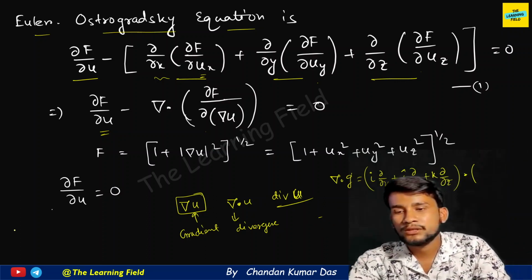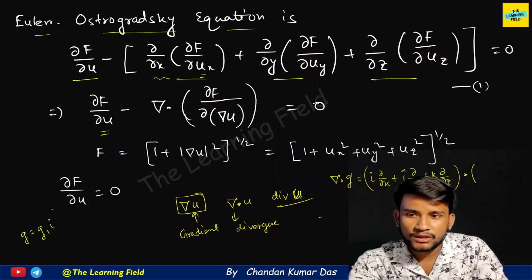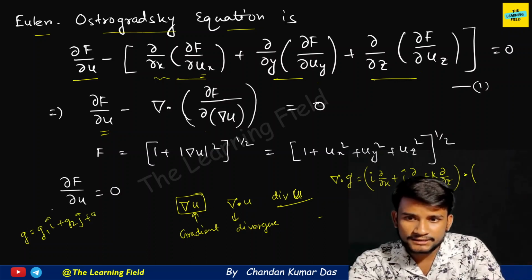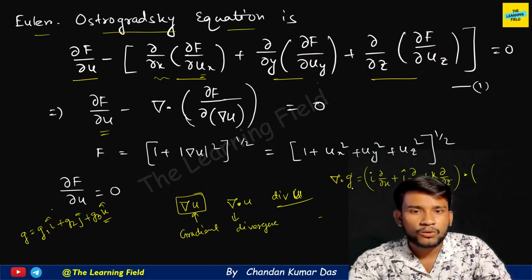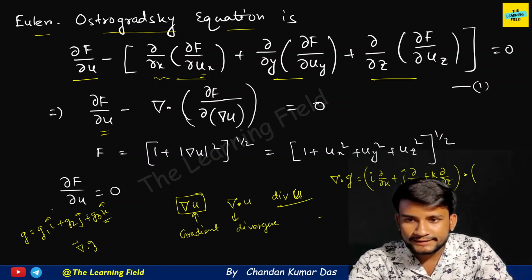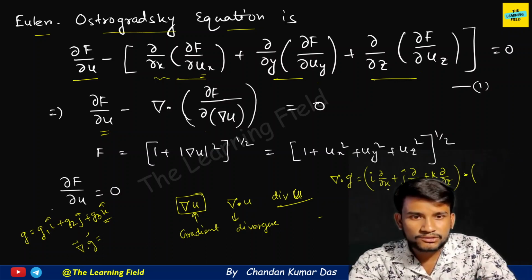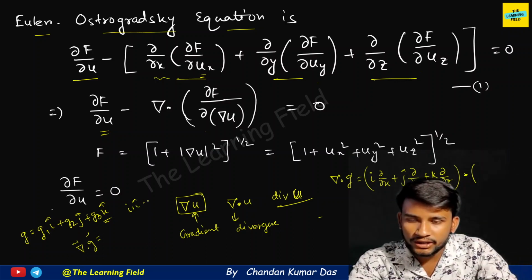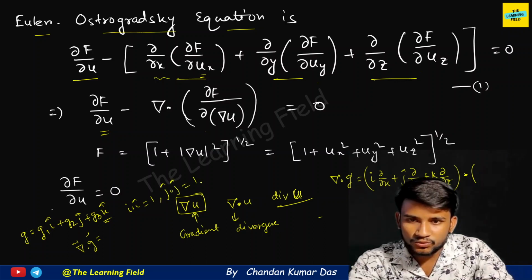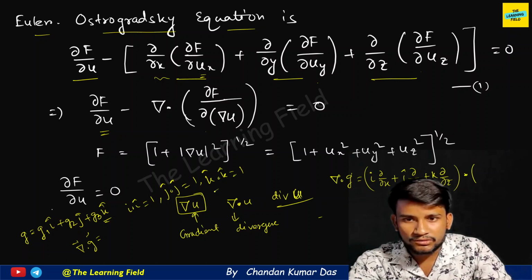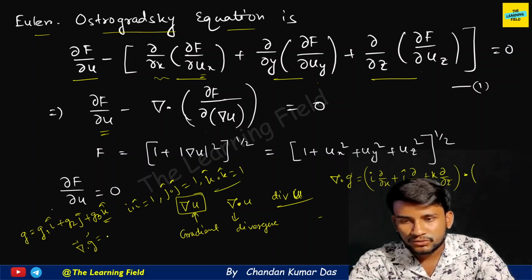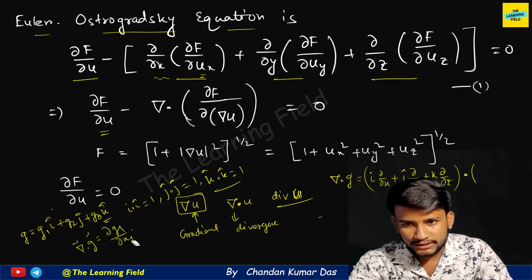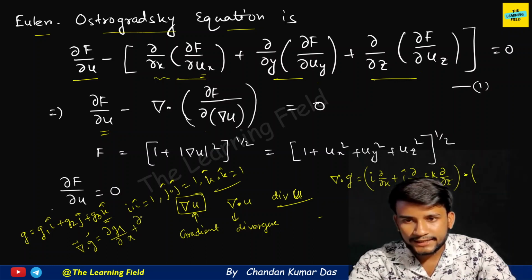Okay, so if g is a vector quantity, g1 i cap plus g2 j cap plus g3 k cap, then what is del dot g? Del dot g is a dot product, so i cap dot i cap is equal to 1, j cap dot j cap is equal to 1, and k cap dot k cap is equal to 1. Therefore only these three quantities are present, so we write this as del g1 by del x plus del g2 by del y plus del g3 by del z.